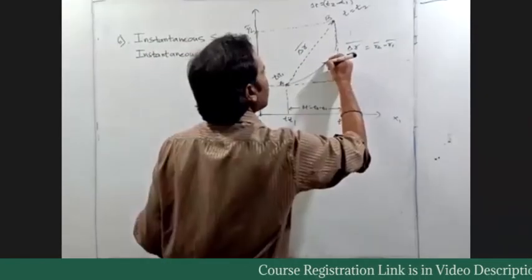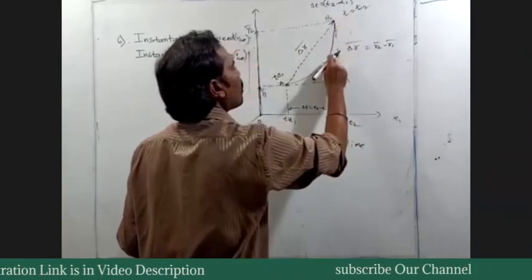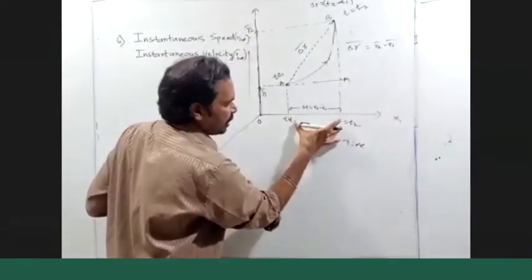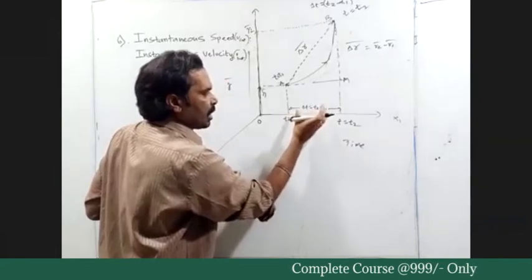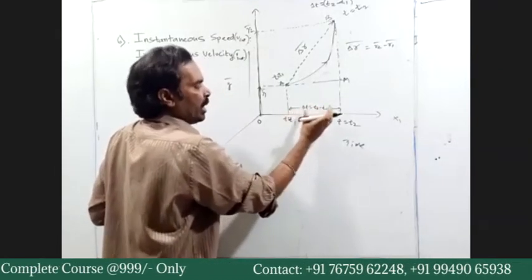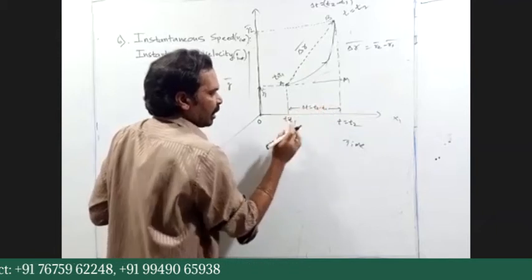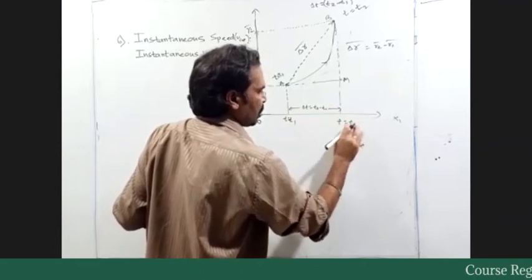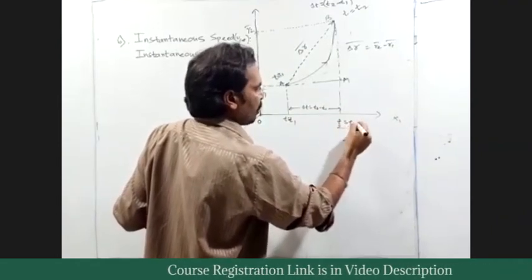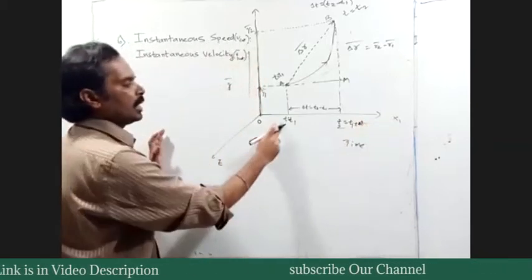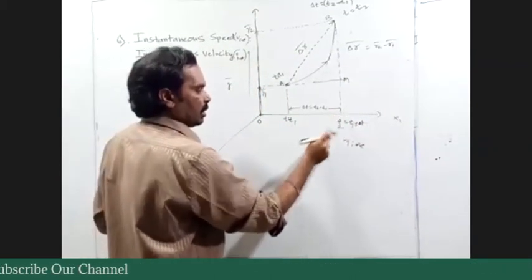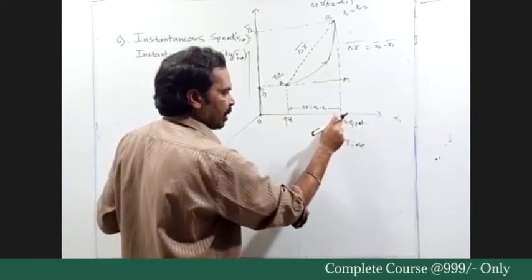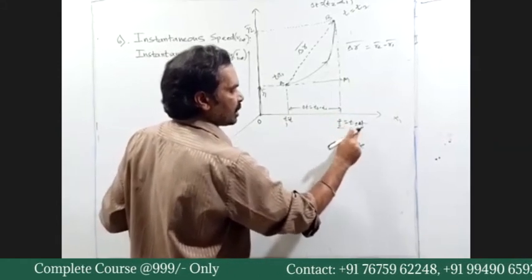Now suppose, for example, the time interval t2 minus t1, I am going to decrease. When I am decreasing this time interval, you can take it like this: t2 is equal to t1 plus delta t. The first time, t1, is equal to t seconds. Second, at the point B, t2 is equal to t plus delta t.